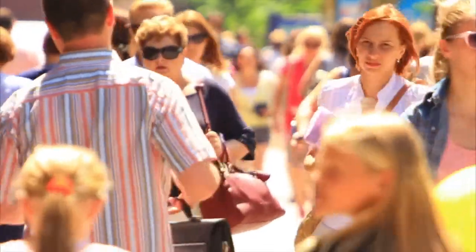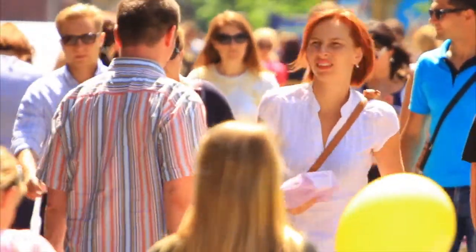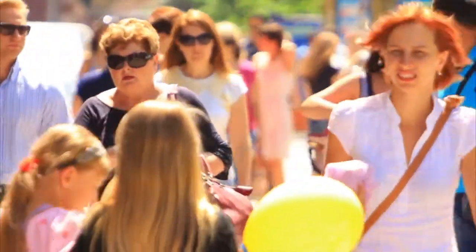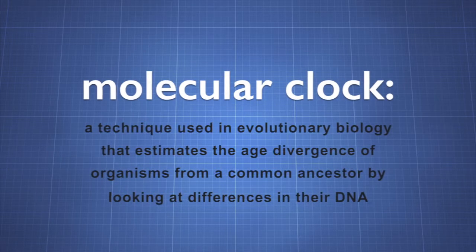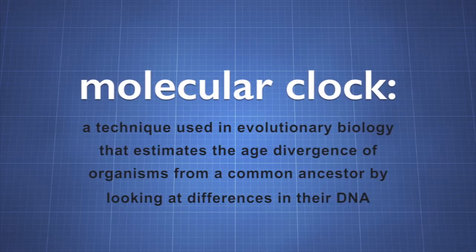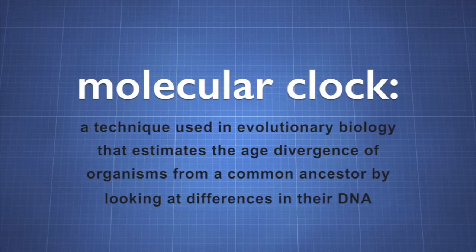Neutral mutations are evolutionary changes and occur in a clock-like fashion. They act as a sort of molecular clock. Molecular clock is a technique used in evolutionary biology that estimates the age of divergence of organisms from a common ancestor by looking at differences in their DNA.